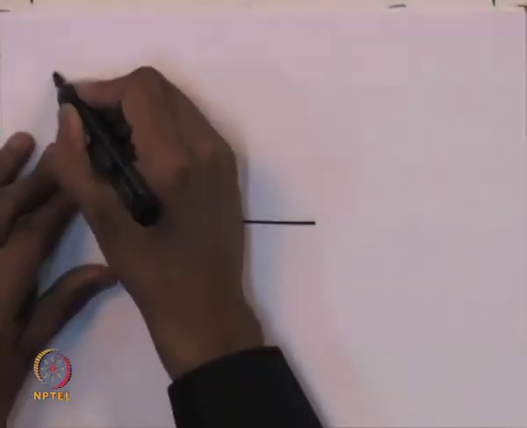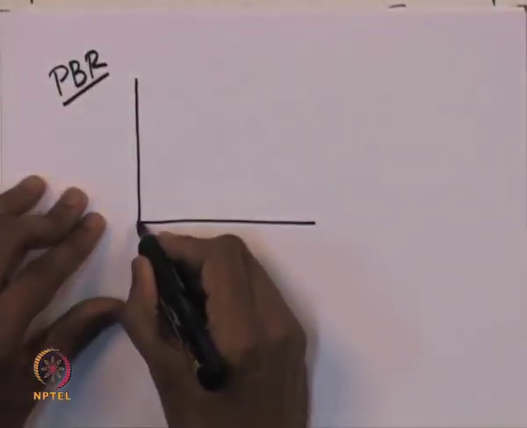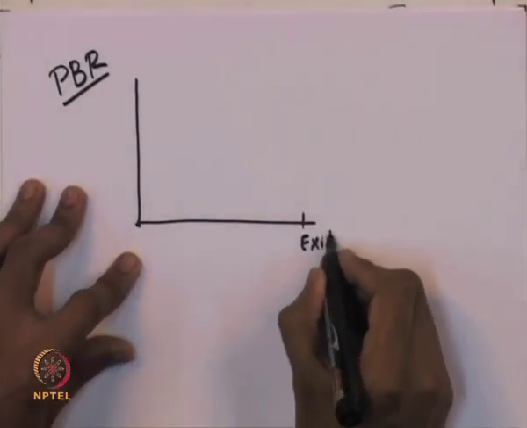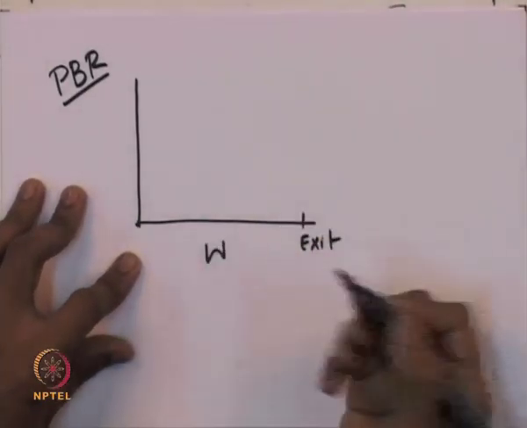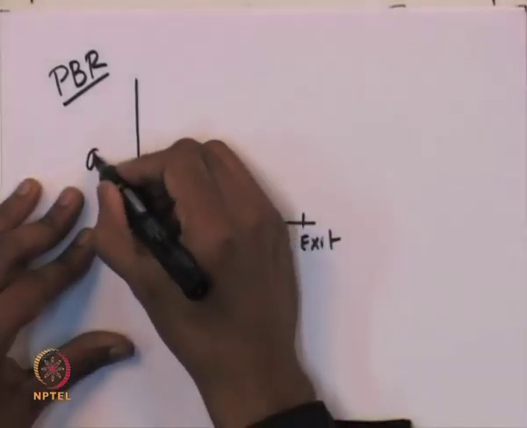So, suppose there is a packed bed reactor, and suppose this is the inlet of the packed bed reactor and this is the exit of the packed bed reactor, and we want to look at the activity as a function of the weight of the catalyst.